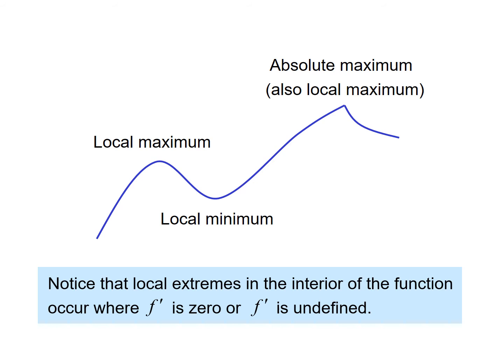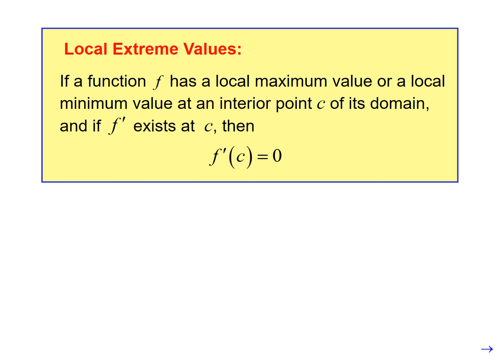Here's an important point. Notice here that the derivative at these points is either 0 or undefined. For these 2 points, the derivative is 0. At this point, the derivative is undefined. And this is an important concept to note. Which brings us to this next thought. If a function has a local max or a local min, then the derivative is either 0 or it does not exist. If it has a local max or a local min, the derivative at that point will either be 0 or does not exist.